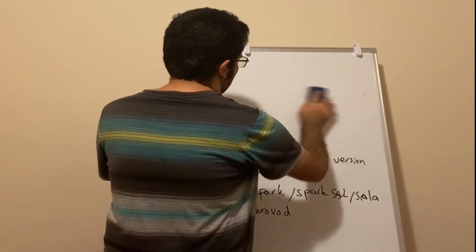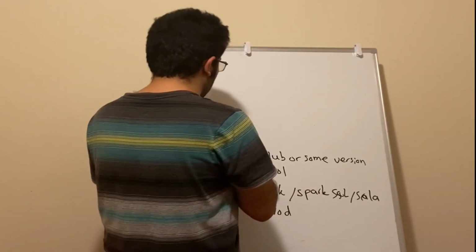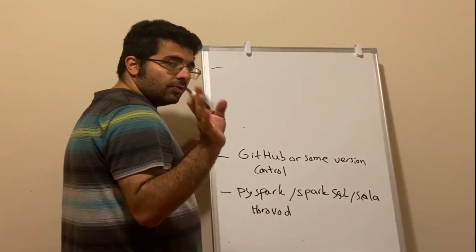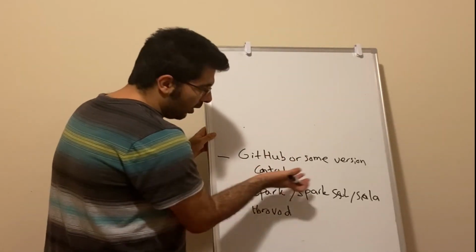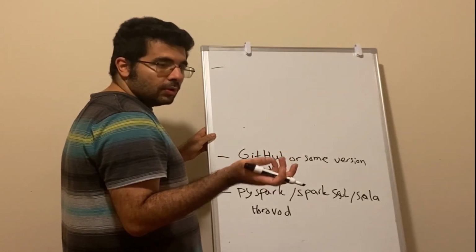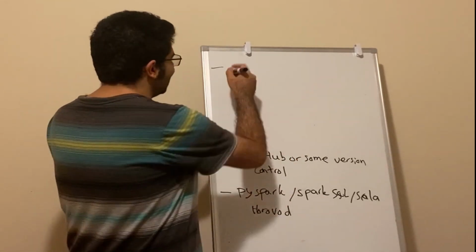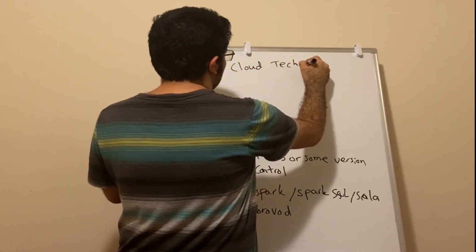What technology do you use? What technology do you need for actually running your code in production? Your code cannot run on GitHub or on VS Code. It cannot run on your local computer. Cloud technology.